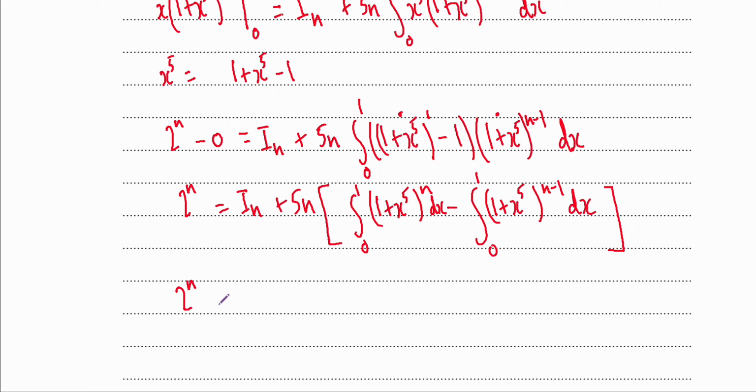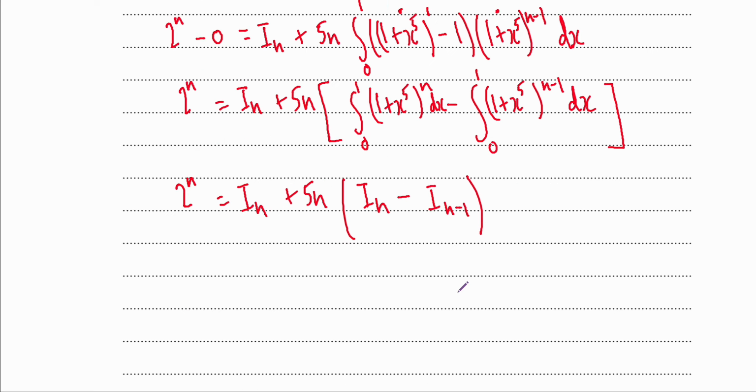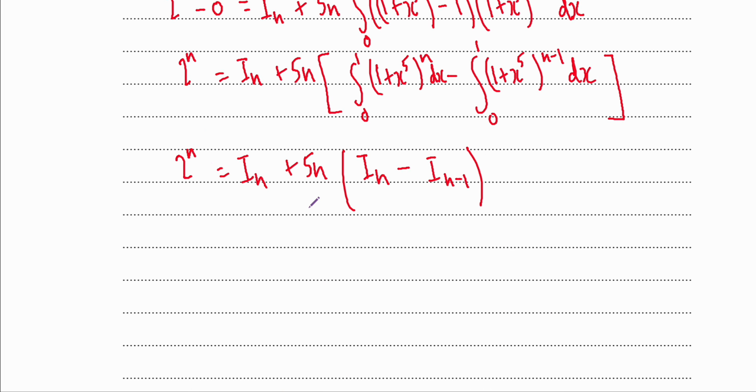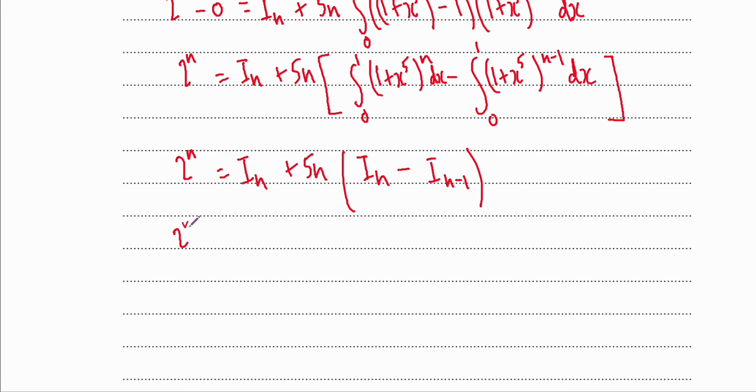So I have 2 to the power n is equal to In plus 5n. And now what do I have inside here? I have In minus, I have In minus 1. Okay, so far so good. Now we just rearrange in the form that the question asked us. So we almost have it there. I have 2 to the power n here, and that's equal to In plus 5n times In minus 5n times In minus 1. Okay, I'm going to bring this to the other side.